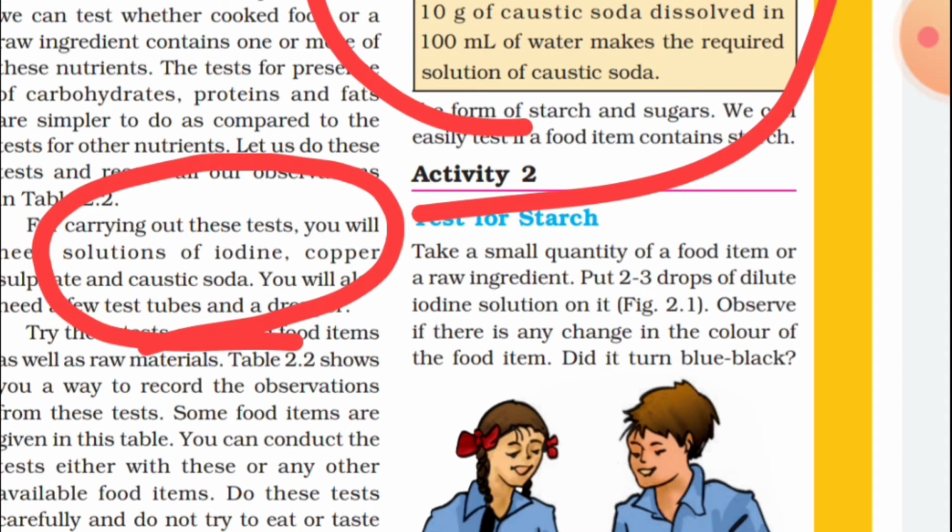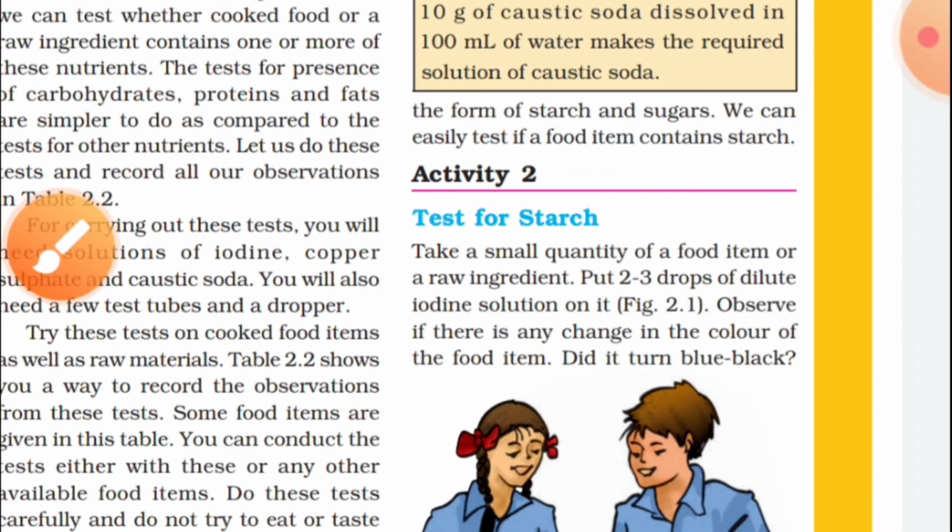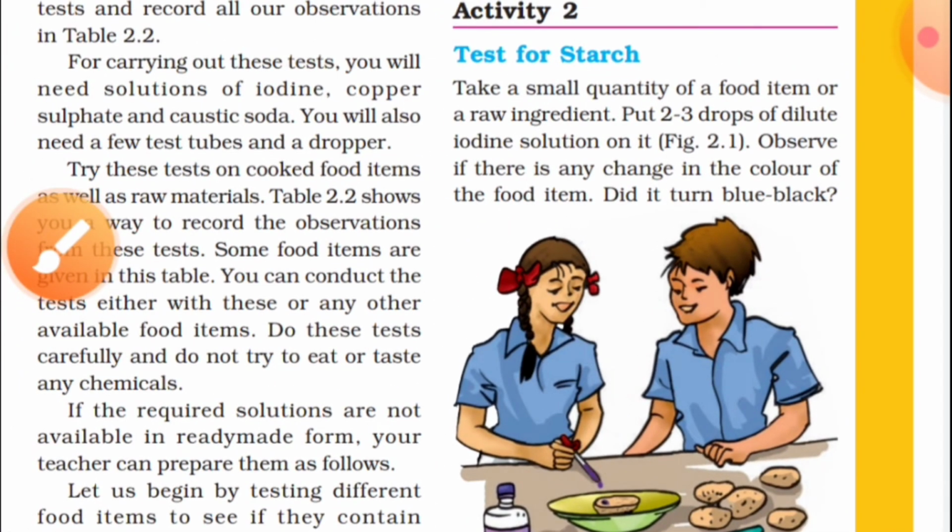And then the caustic soda solution: 10 gram of caustic soda dissolved in 100 ml of water makes the required solution of caustic soda. So this is a dilute solution, that is, 2 gram of copper sulfate and 10 gram of caustic soda to make the solution of caustic soda. Clear? So it can be prepared in a scientific manner if there is no solution in your science lab. Clear? So first we have to test for carbohydrate.